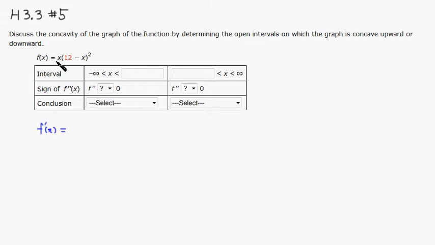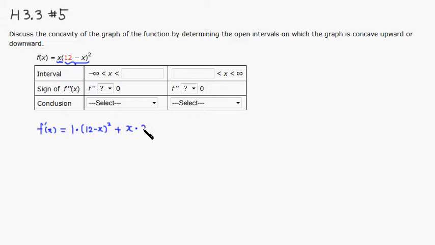since it's a multiplication of two things, x and the quantity 12 minus x squared, we're going to use the product rule. So the derivative of the first is 1 times the second, the quantity 12 minus x squared, plus the first guy, x, multiplied by the derivative of the second.